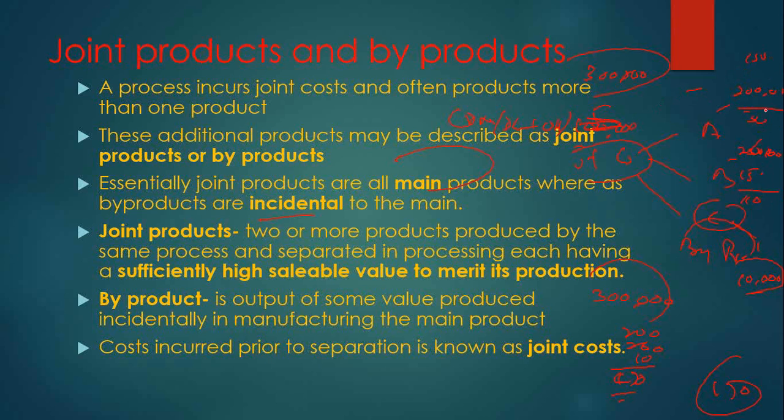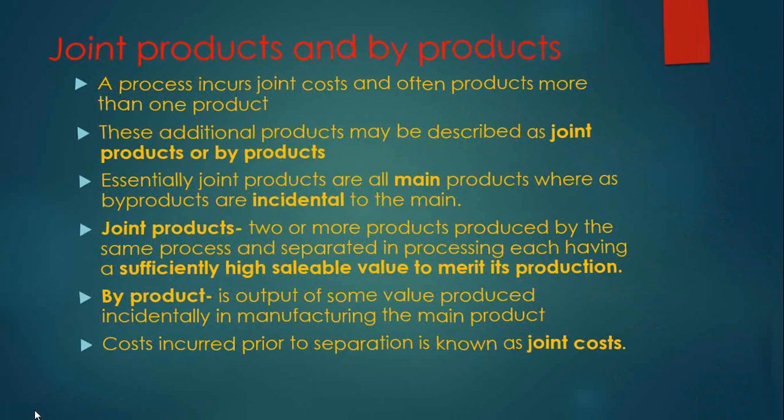Or you can split it 200 and 100. In that case, A no profit, B big profit. So like that. So that is what we have to do. So as I said, the byproduct is output of some valued product incidentally manufactured. Cost incurred prior to separation is known as joint cost. So our task is how to allocate that joint cost.